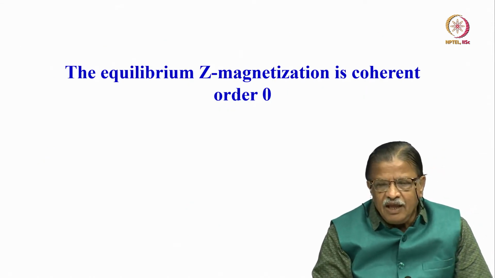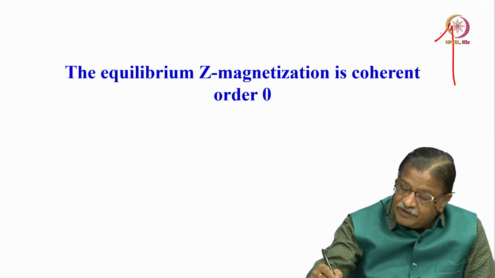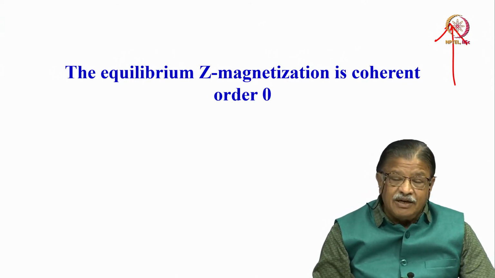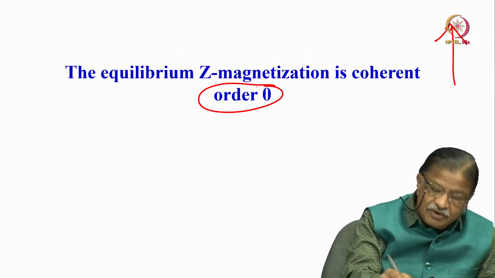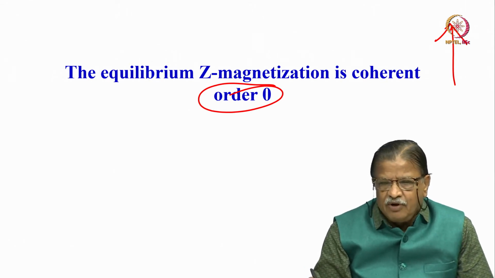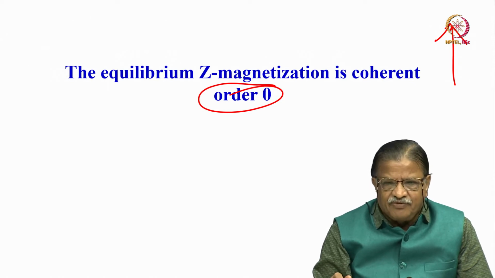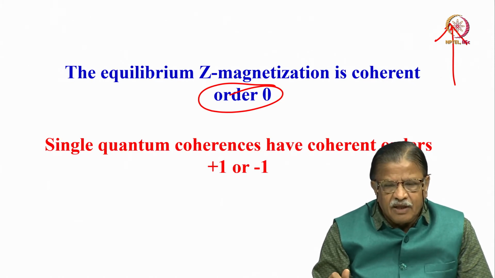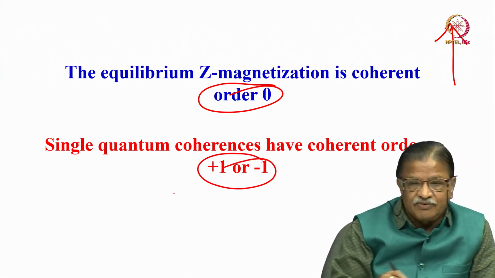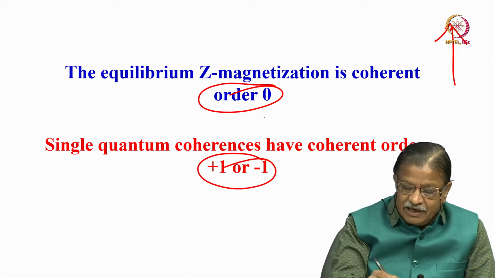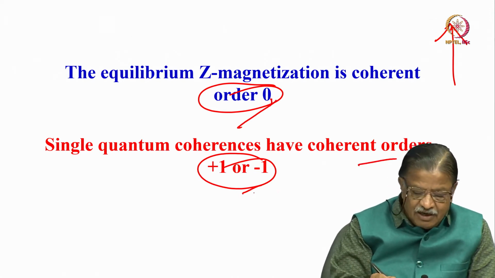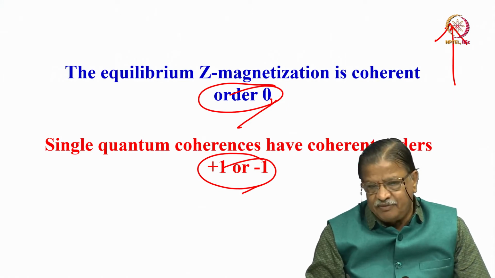Now, if we also start with the Z magnetization, which is in thermal equilibrium, this is not coherent, but we still call it coherent order 0. There is no coherence order for that. The Z magnetization is not coherent; all nuclear spins are undergoing precession with different frequencies and different phases. So single quantum coherences have coherent orders either plus 1 or minus 1. Remember, Z magnetization is coherent order 0, single quantum coherences are coherent order plus 1 or minus 1.